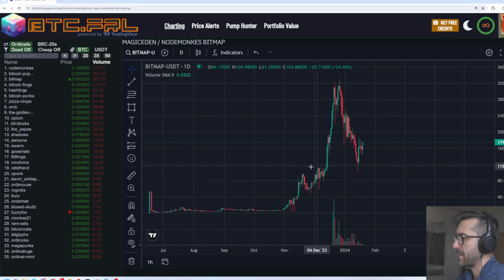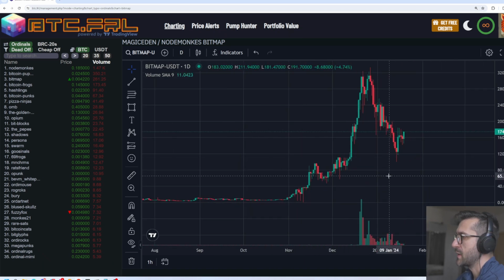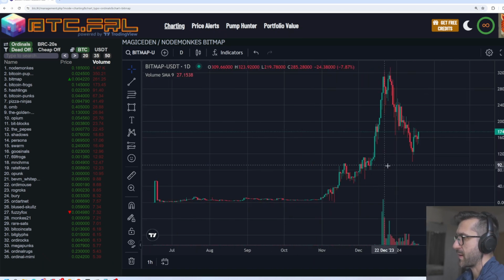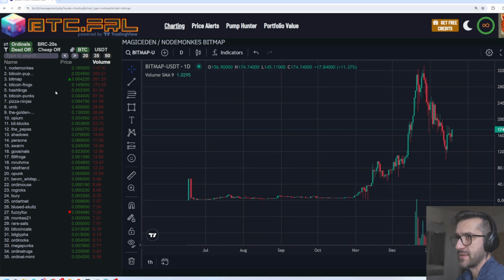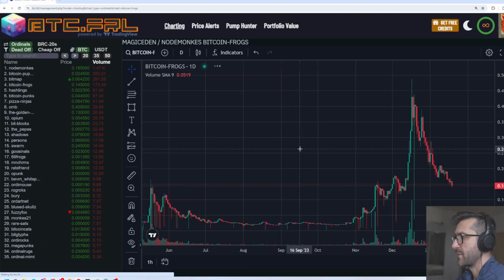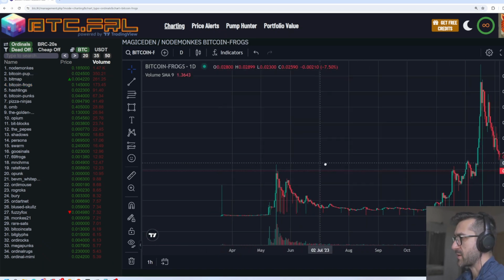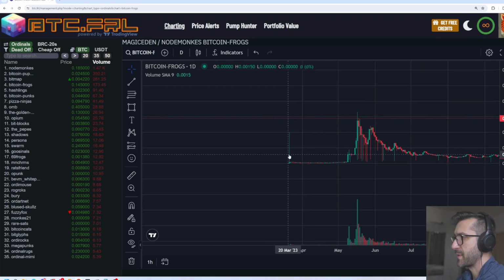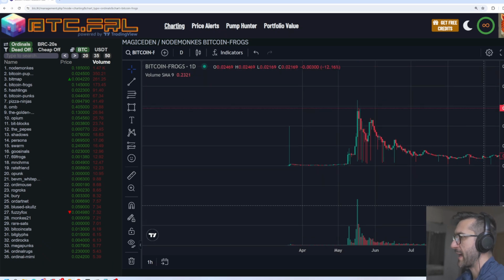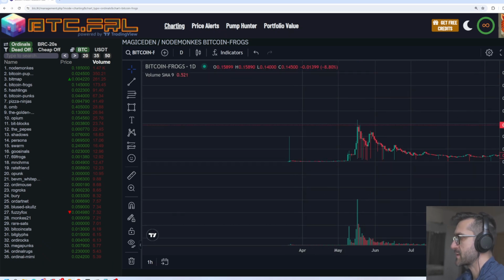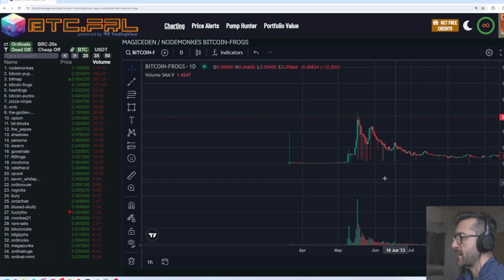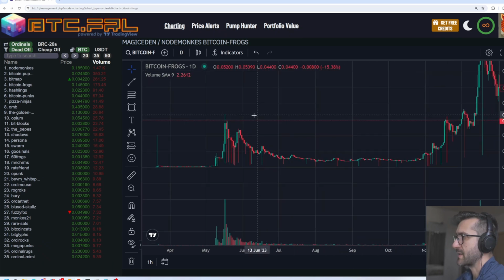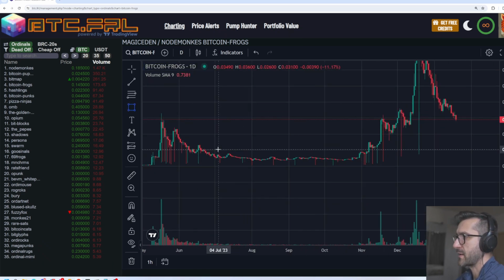I do have some Bitmaps, but I want to accumulate a lot more, so I'm looking for a price pattern to develop. The best thing is that the dev, who I know is a great guy, has added pretty much full chart history. For the Bitcoin Frogs, you can see right from the beginning, this is from March 2023, so full history, we had a very clear pattern. First accumulation here, then a big push, then a sell-off, then again an accumulation.